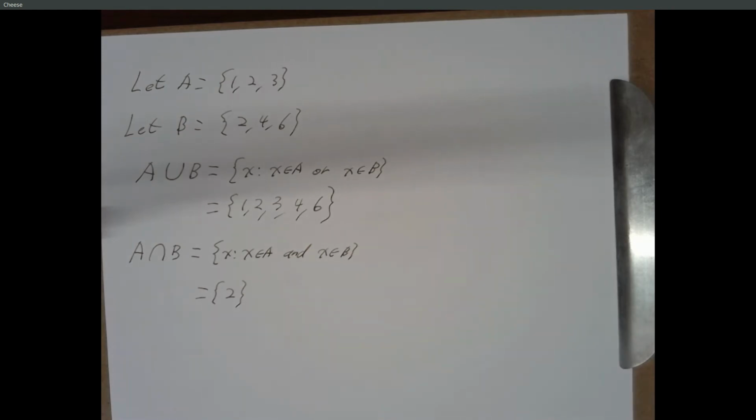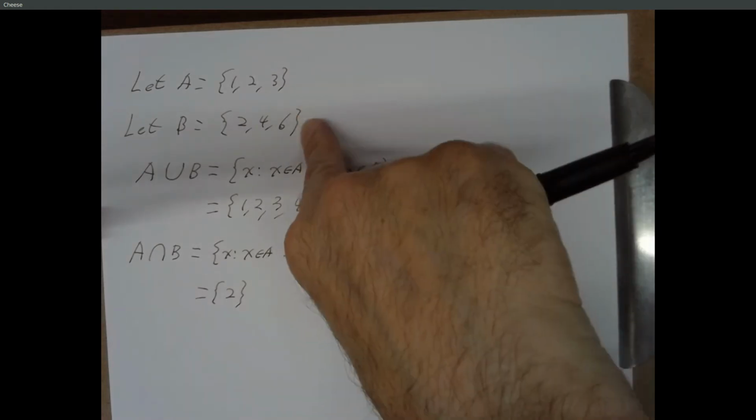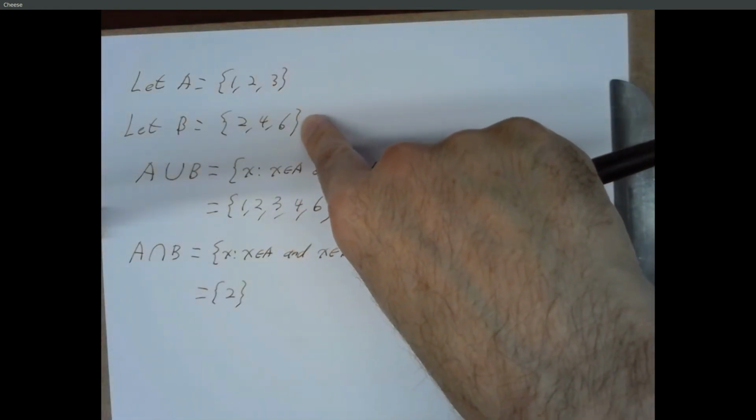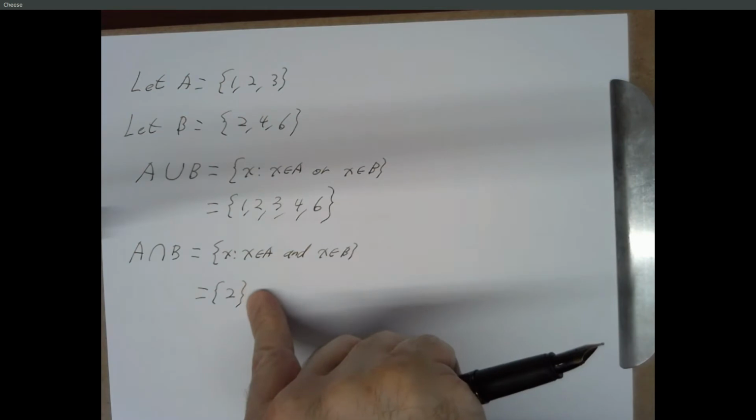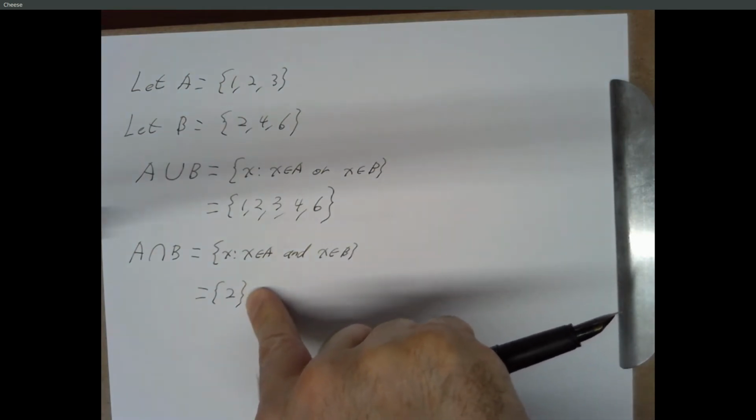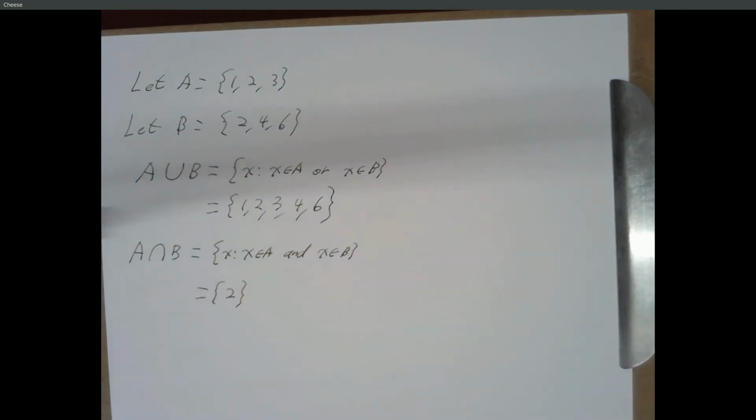And by the way, we'll come back to this in a bit, but 3 elements, 3 plus 3 is 6. Union is 5, intersection is 1, 5 plus 1 is 6. There's a reason for that. We'll play with that.